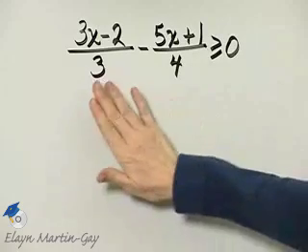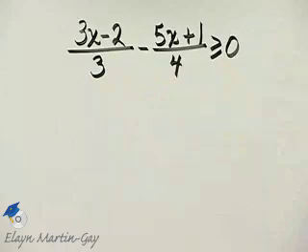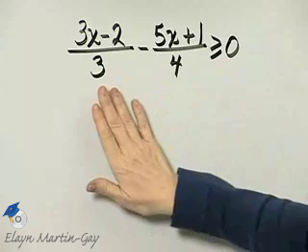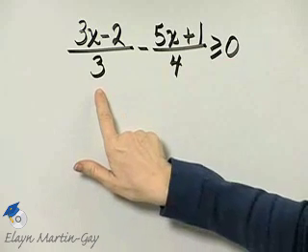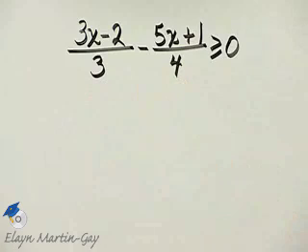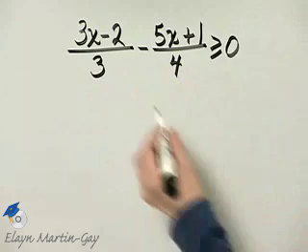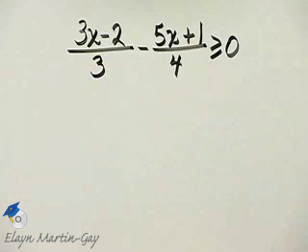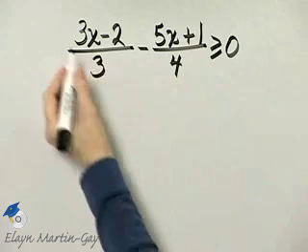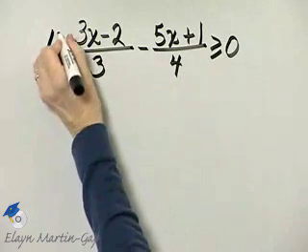Let's solve this linear inequality, and to do so, let's first multiply through by the LCD. The LCD with denominators of 3 and 4 is 12. Now remember, every term in this inequality is multiplied by 12. I think I'll go ahead and just write it down.